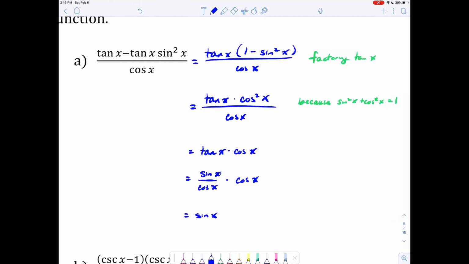Of course, that identity is only true over the permissible values of the variable. So it's not always true. It won't be true whenever cosine of x is equal to 0, whatever values cause that, because that will cause this whole fraction to be divided by 0. But whatever values of the variable are permissible, this identity will hold true.